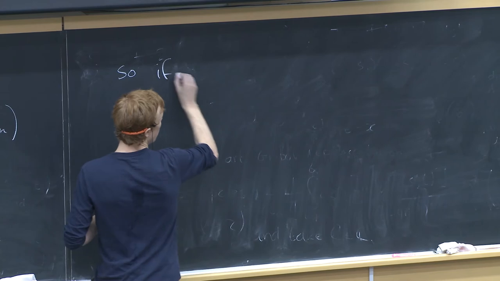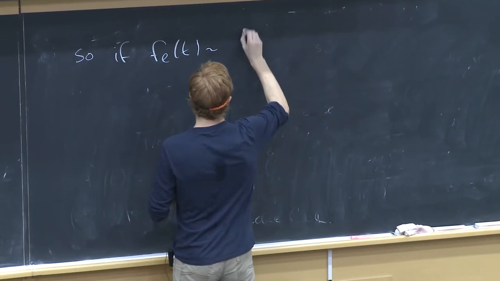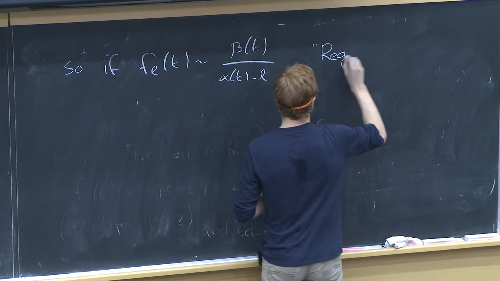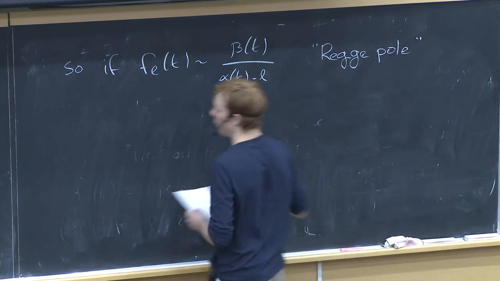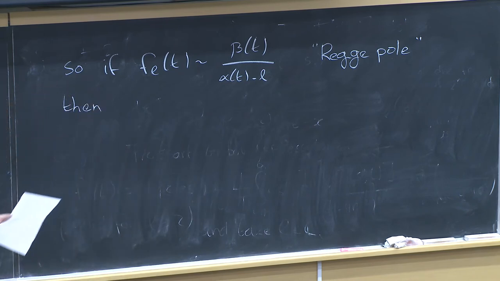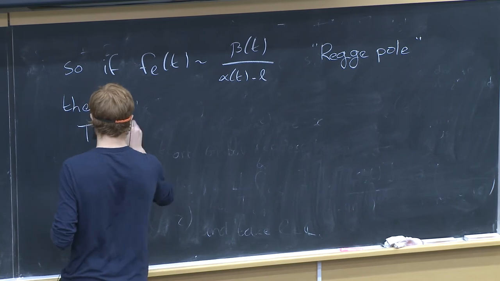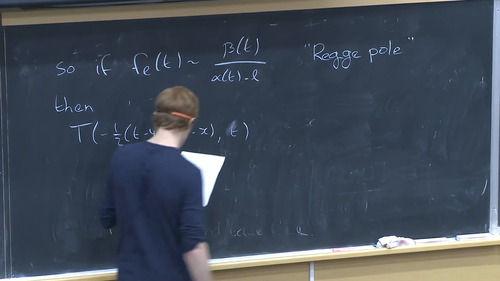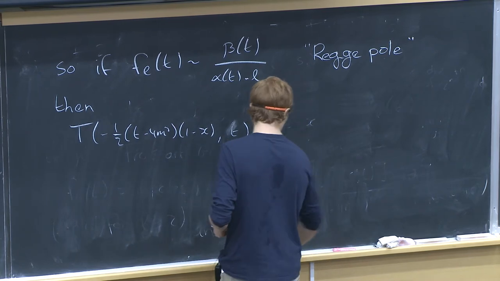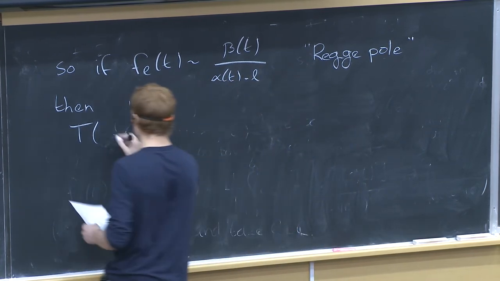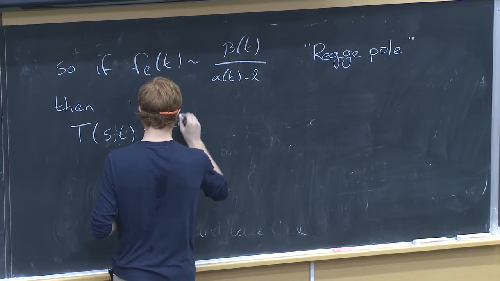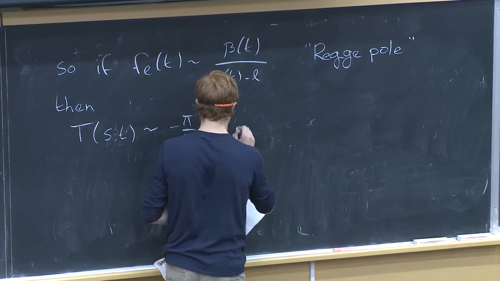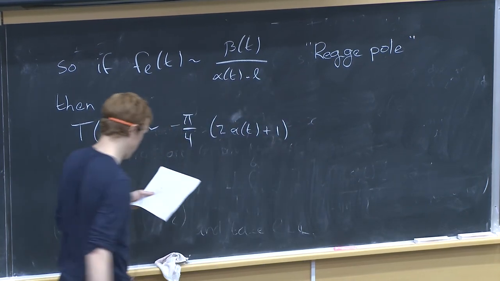So if F_L of t goes like a pole in the complex L plane, this is called a Regge pole, by the way, then obviously I can just pick it up and see what it contributes to the scattering amplitude. Let me just write this as S and T now. At least the contribution to the scattering amplitude of this pole looks like 2L plus 1, where L is alpha of t. So that's 2 alpha of t plus 1.